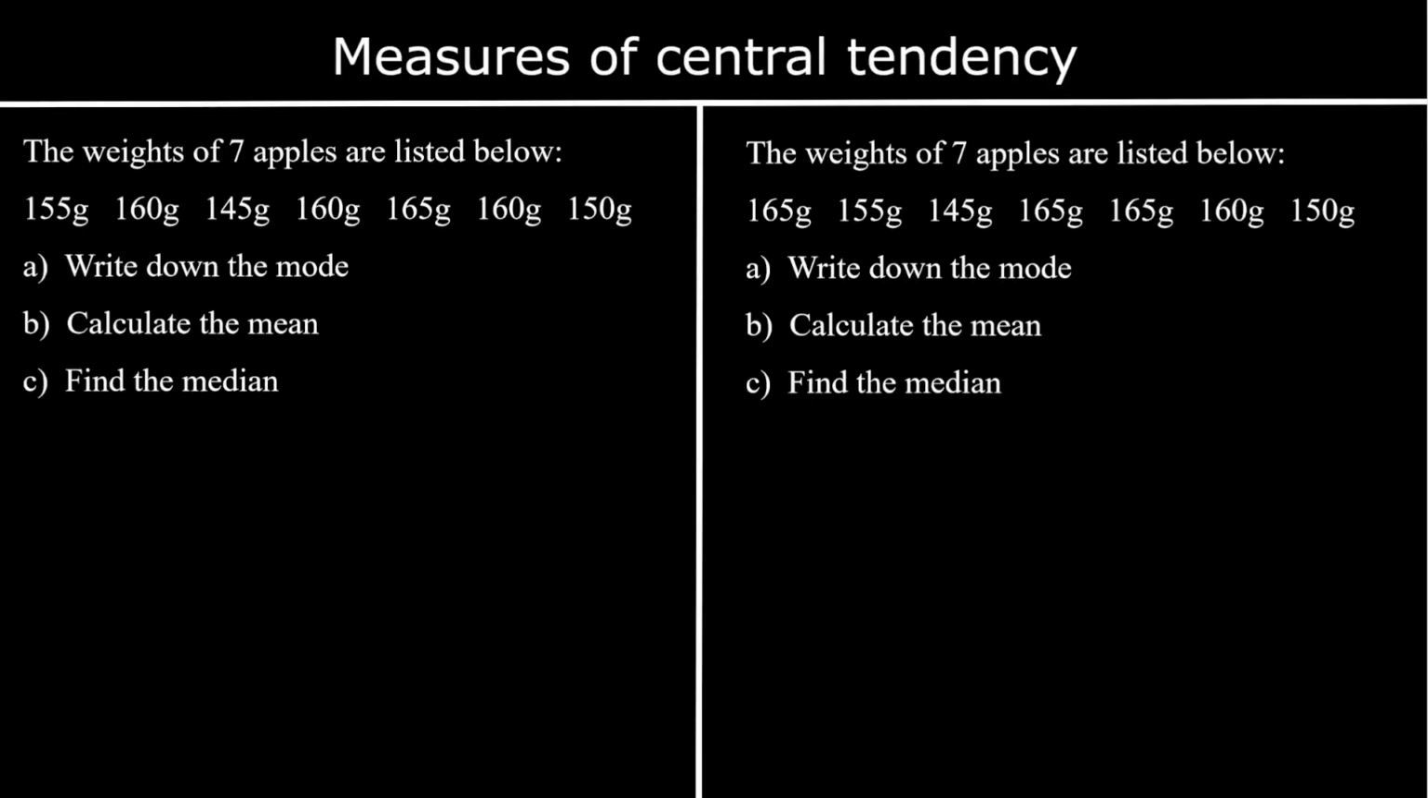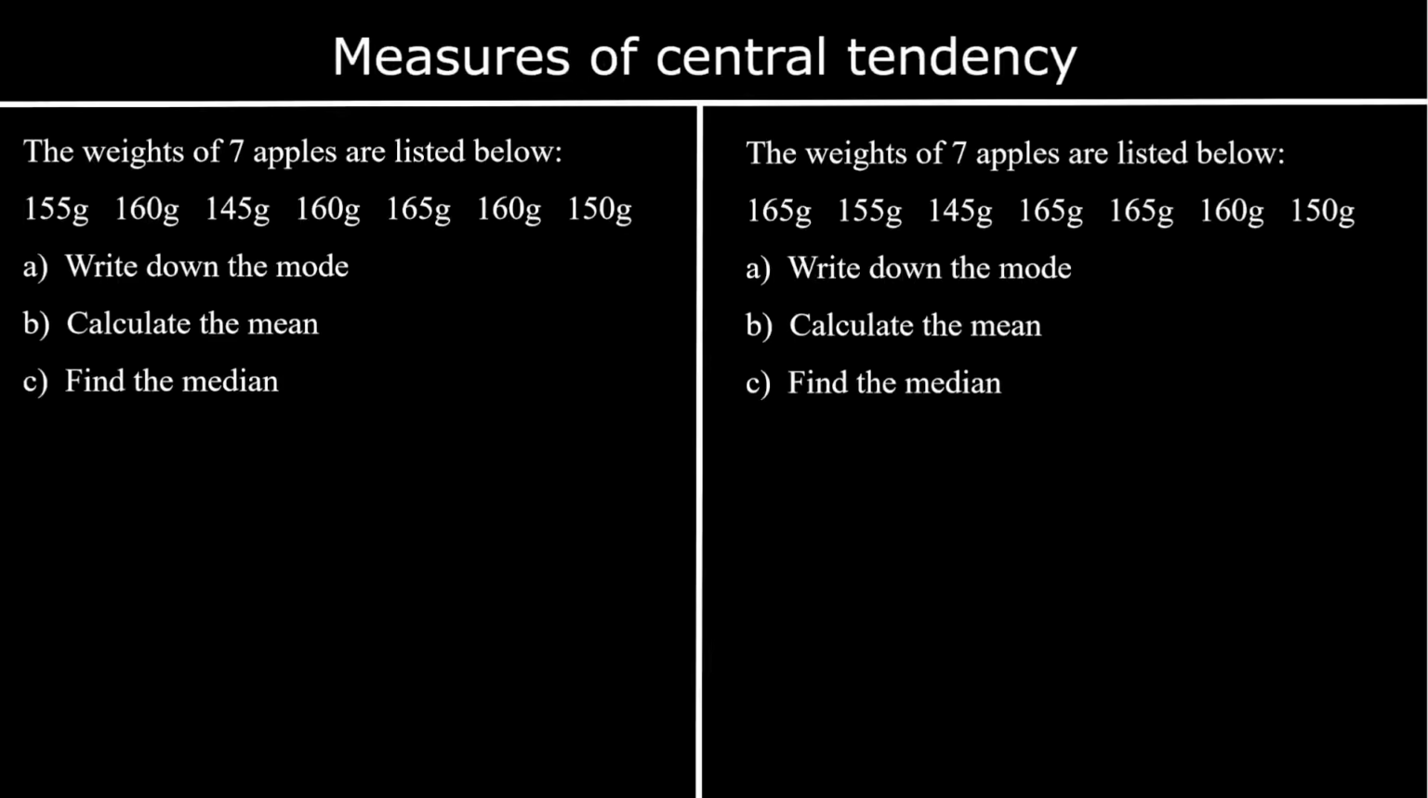In this video, we are looking at measures of central tendency. We have three averages: the mode, the mean, and the median. The mode is the most common, and that's usually the best one to use when we've got qualitative data, so when we've got words and we can't use the mean and median.